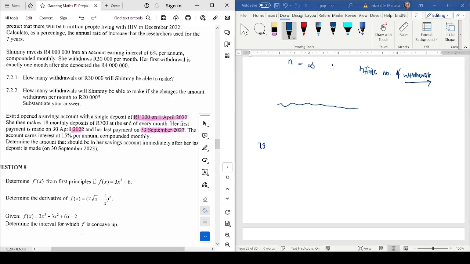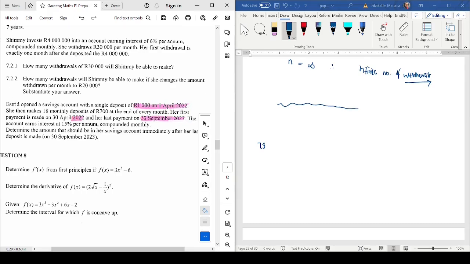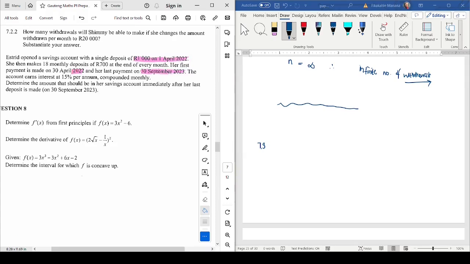Okay, so Estrid opened a savings account with a single deposit of 1,000 Rand on the 1st of April 2022. She then makes 18 monthly deposits of 700 Rand at the end of every month. Her first payment is made on the 30th of April 2022 and her last payment on the 30th of September 2023. So we need to see then how many payments that was. The account earns interest at 15% per annum compounded monthly.